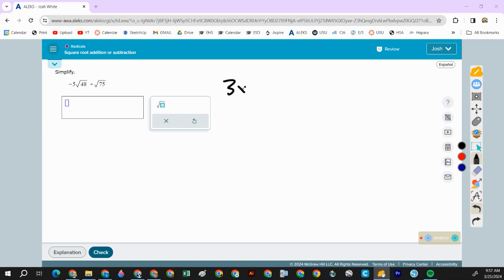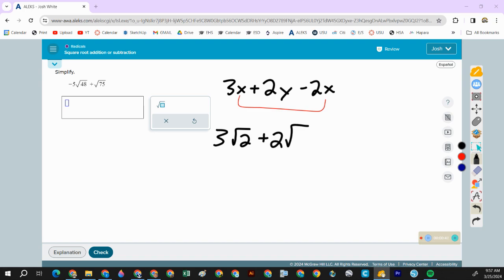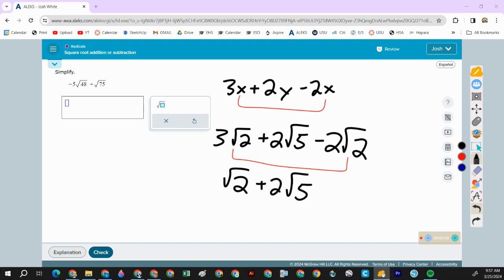So if I had 3x plus 2y minus 2x, these are like terms. When you're doing square roots, if we had 3 root 2 plus 2 root 5 minus 2 root 2, these are like terms. So 3 root 2 minus 2 root 2 is 1 root 2. And then the 2 root 5 does not have a partner, so we can't put that together with anything.